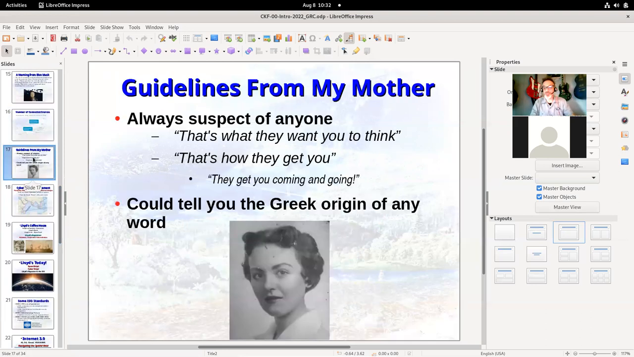Some guidelines from my dear mother. I told you she already told me about the problem with only learning from history. She was very well read, though, and she spoke multiple European languages. She could tell you the Greek origin of any word, and that would help you taking your exam. I'm going to go over that a lot.